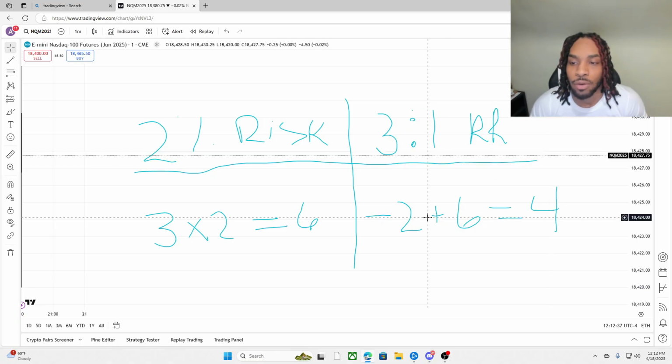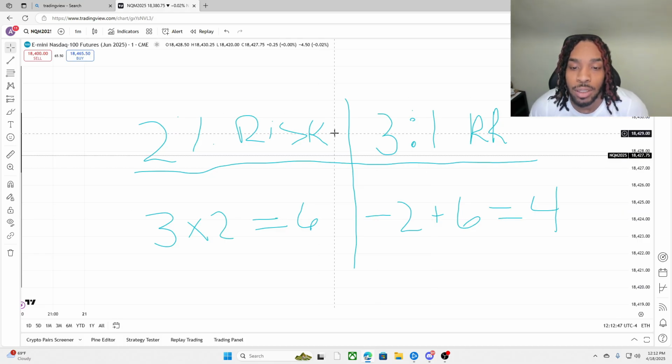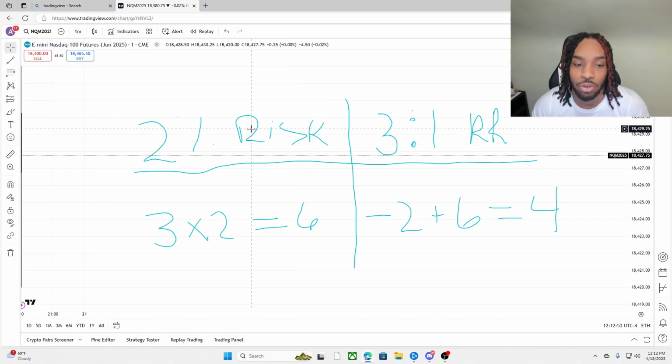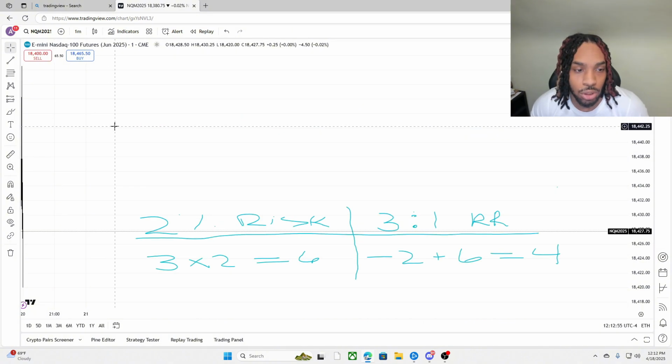So I love going for nothing less than a 3-to-1 risk to reward because it allows you to have major room for loss. And now with that being said, I'm going to show you guys the setups that I take in order for me to capture nothing less than a 3-to-1 risk to reward. Let's get to it.